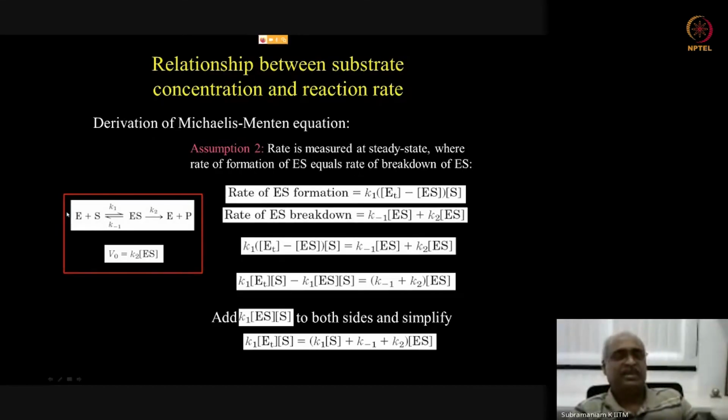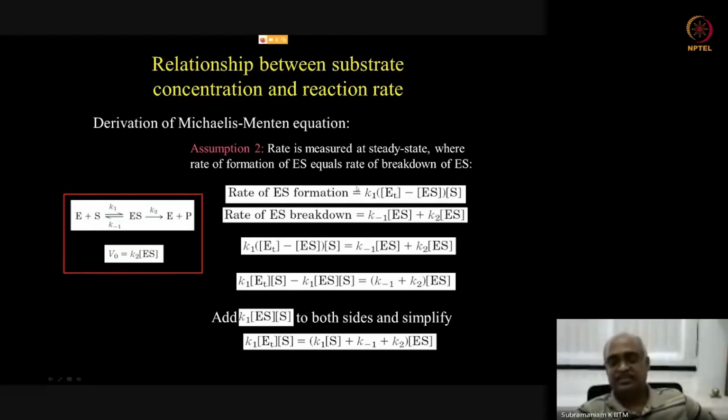So now let us look at the rate of ES formation. The rate of ES formation will be dependent on the concentration of these two, and we have already defined E equals ET minus ES, so that's introduced here. Instead of writing K1 times E times S, we write K1 times ET minus ES times S. And the rate of ES breakdown, therefore, is this. One is ES breaking down, so it is K minus 1 times ES, plus also K2 times ES, breaking down in this direction.